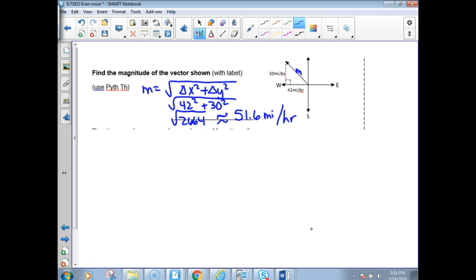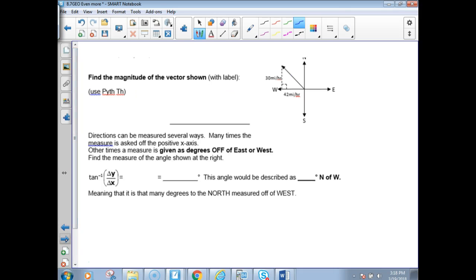Does it ask us to find the angle as well? No? Okay, then we're good. Oh, I'm sorry, it does. The next part does. I should have turned the page and I would have found I had more here. See, our answer that we just got right here was 51.6 miles an hour.